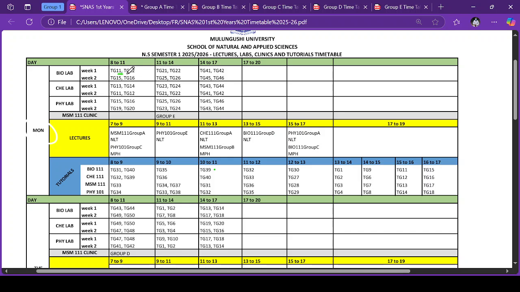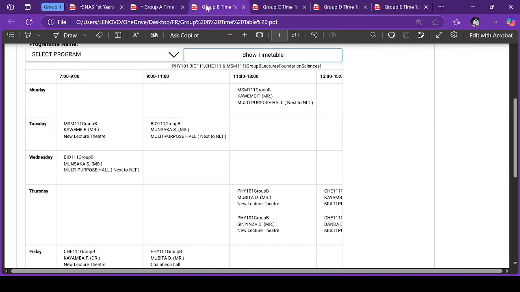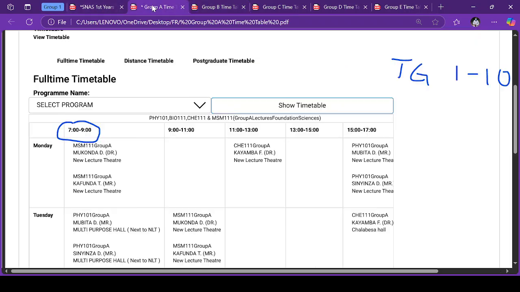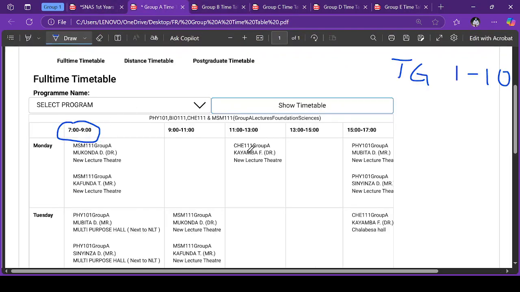Tell me what is TG1 or TG2, TG3. It's starting at 11 going up because they know that you're having a lecture. Here, group A, you're having a lecture, so you can't have a lab. These things can't clash. Same with group B. We go to group B on Monday, so that you have a good start.